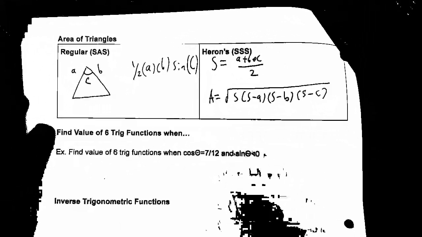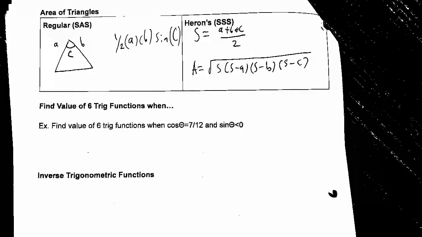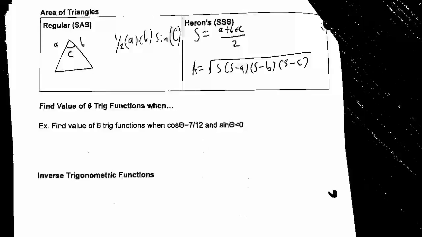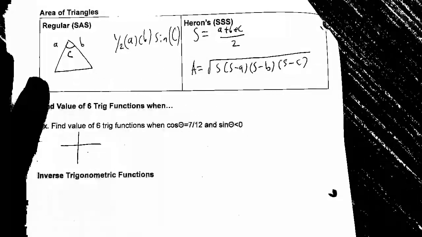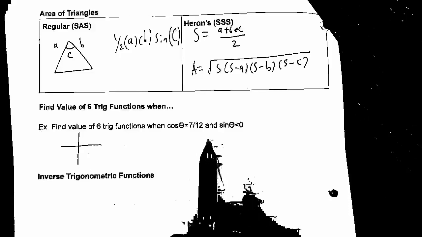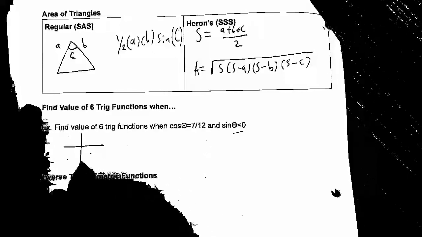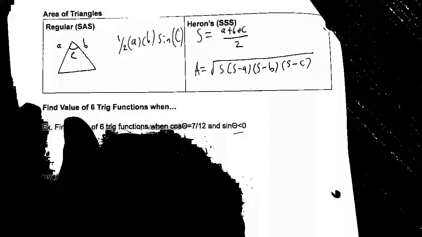All right. Find the value of the 6 trig functions when cosine theta equals 7/12 and sine theta is negative. So where do you begin with these problems? You're given cosine and told that sine theta is negative. You want to start by drawing the axis and figuring out which quadrant we're in. Sine is negative but cosine is positive, which quadrant are we in? So we're in quadrant 4, right? Because sine is negative, I must be in the lower half, but cosine's positive, so it's got to be here. And we can draw out our triangle.